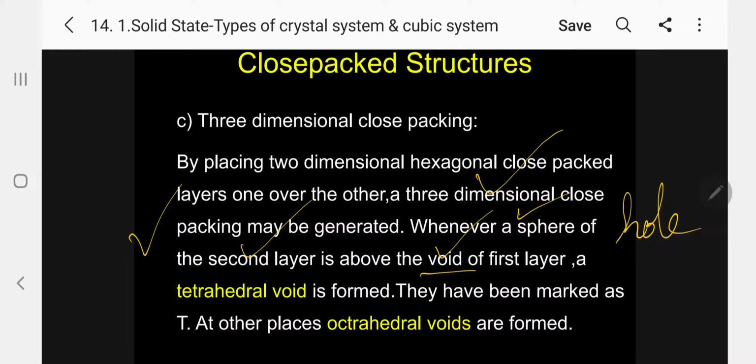When the sphere of the second layer is above the void hole of the first layer, a tetrahedral void is formed. They have been marked as T, tetrahedral. At other places, octahedral voids are formed. So let me explain now clearly what is a tetrahedral void, what is an octahedral void, and how it is forming.